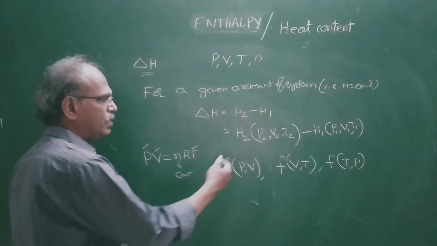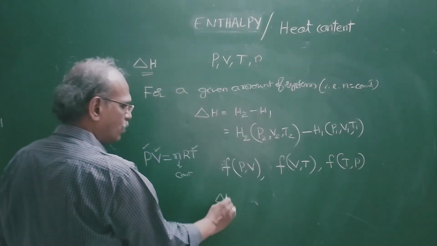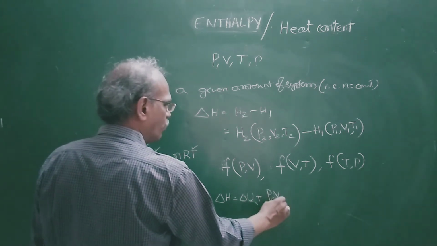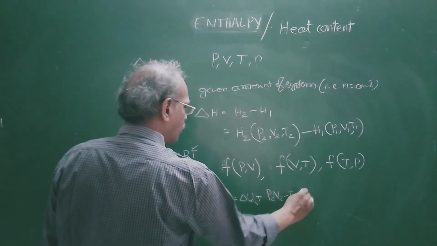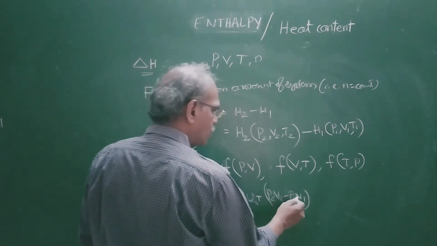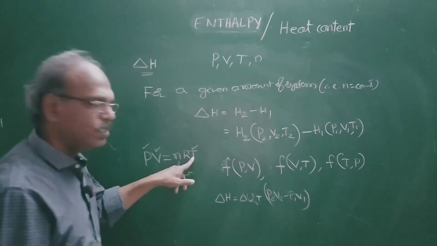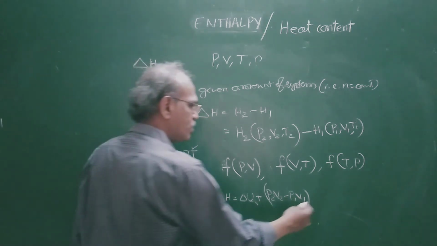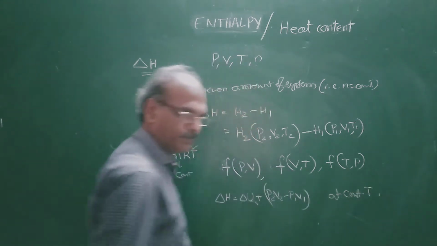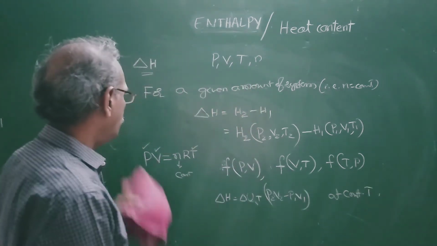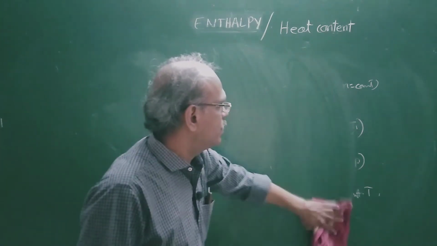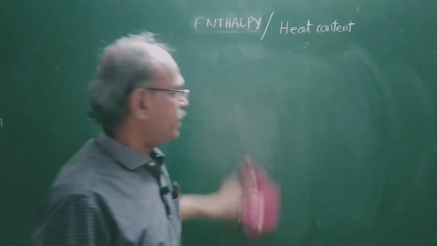Previously we saw delta H is equal to delta U plus P2 V2 minus P1 V1. This is in terms of pressure and volume, which means temperature is fixed, so this is applicable at constant temperature. Now these are the different variations in delta H.